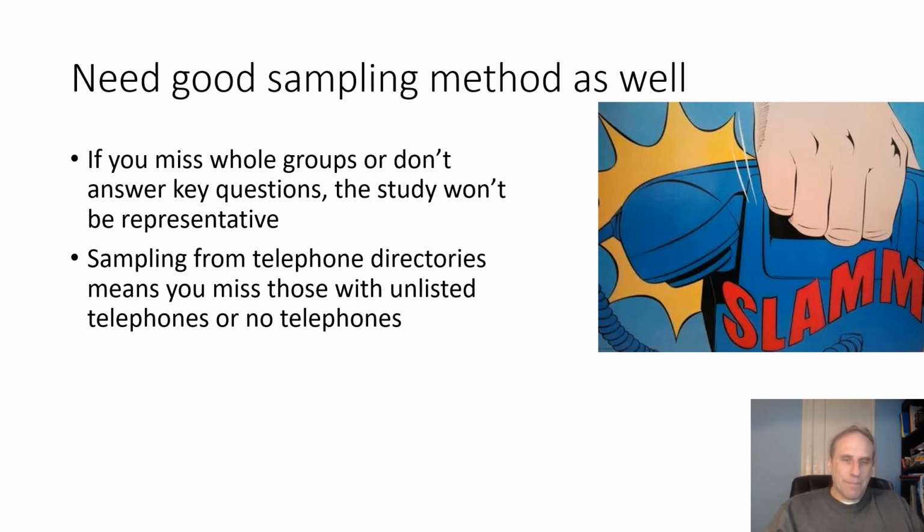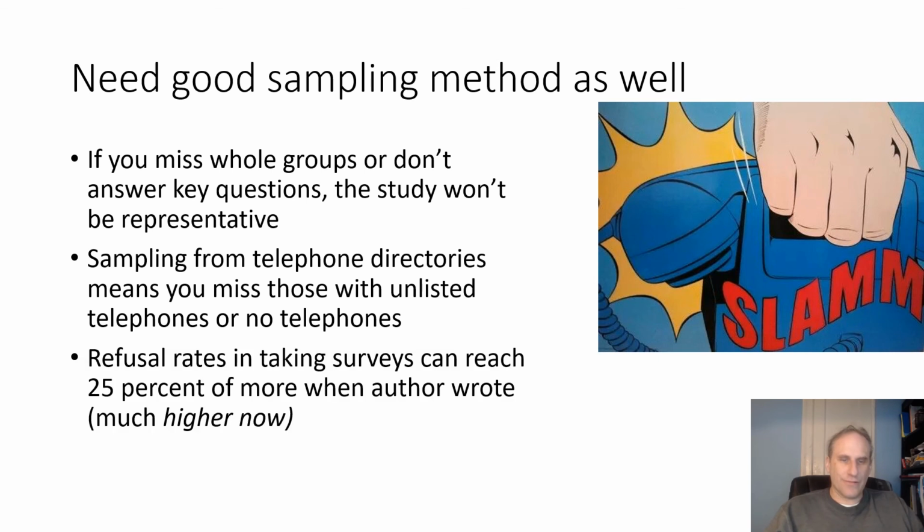Now, sampling from telephone directories, even now, means you can miss those with unlisted telephones or no telephones. And you also have the bigger problem these days of refusal rates in taking surveys. When Schuman talked about it, it was like 25% were refusing to answer phone calls. Now it's far, far higher. Large numbers of people refuse surveys, and even more are just impossible to reach.